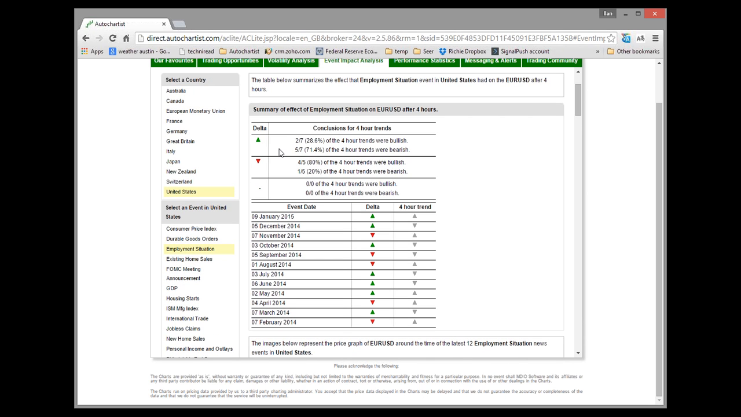So when the delta was positive, when the actual figures that came out were higher than the figures that were expected, then the 4 hourly trends were bearish, right? So 71% of the time, the 4 hourly trend was bearish. That means the news came out, the employment situation, it was higher employment than expected. Then 5 out of 7 times the price of Euro USD moved down. That means the USD strengthened. Similarly, the other way, when the delta was negative, that means the release number was smaller than the expected one, then 80% of the time, 4 out of 5 times, the trend was bullish.